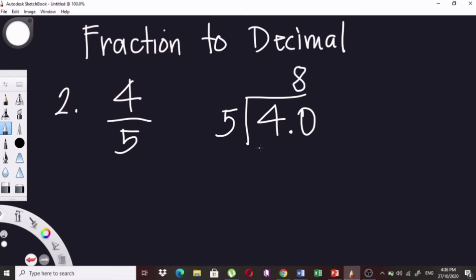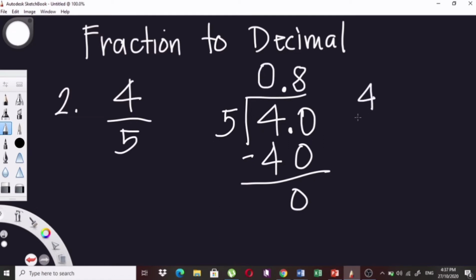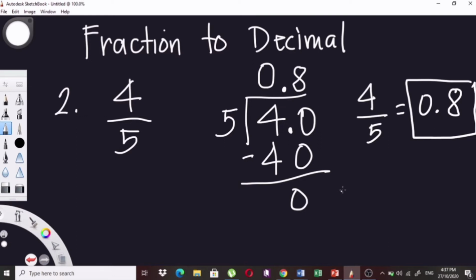40 divided by 5, we have 8. So, 8 times 5, we have 40. So, the same procedure, 40 minus 40 is 0. So, dahil nag-add lang tayo ng 0, lalagay tayo ng decimal point sa final answer. Then, add tayo ng 0. So, 0.8 times 5 is equal to 4. So, 4/5 is equal to 0.8. So, this is the final answer.